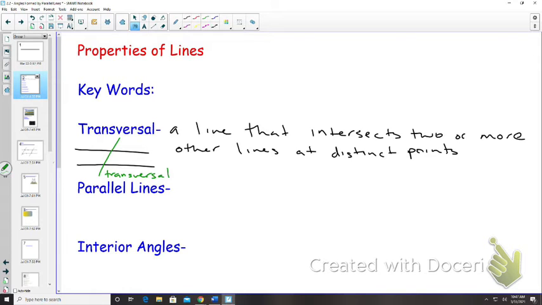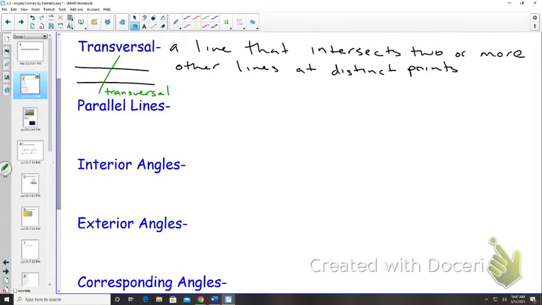Definitions. First one, transversal. Okay, and we have talked about this. So a transversal is a line that intersects two or more lines at distinct points. Okay? Parallel lines. These are two lines or more than two lines that never intersect.